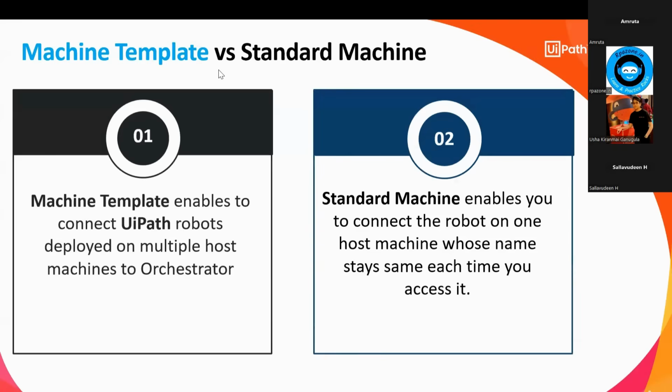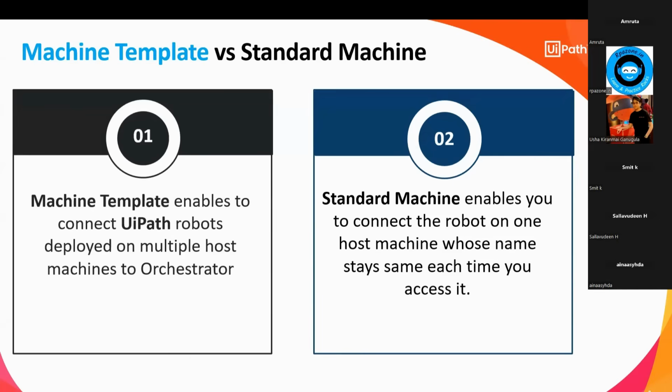Now we will understand the difference between a machine template and a standard machine. Before we do an Orchestrator walkthrough, let's understand this terminology, guys. What is a machine template? Let me give an example in simple words. I have server 1, server 2, and server 3, and I'm not sure from which server I'm going to connect to Orchestrator every day. On day 1, I'm going to connect from server 1, on day 3 from server 3, and on day 2 from a different server. So this is something like random, and I'm not pretty sure.